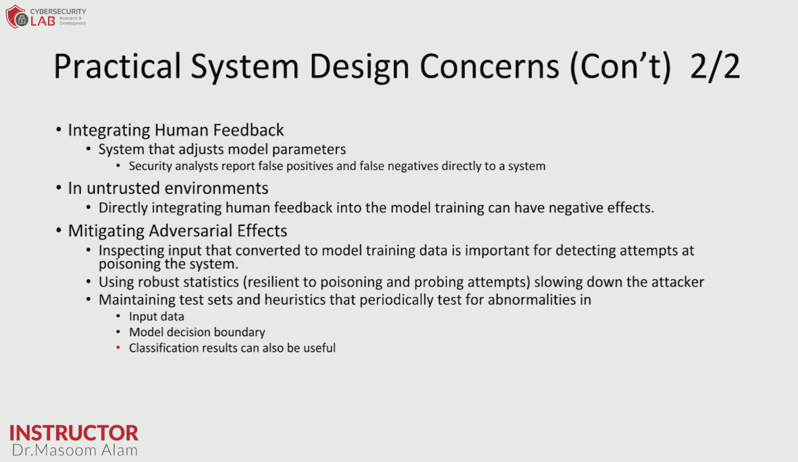Human feedback integration is also another important parameter. In an untrusted environment, directly integrating human feedback into the model training can have negative effects as well. And we need to watch the input a lot as well, so that the input we are giving to the model has to be trusted. Otherwise, it can have a lot of side effects on the whole machine learning process as well.